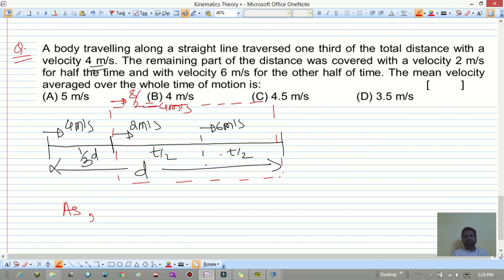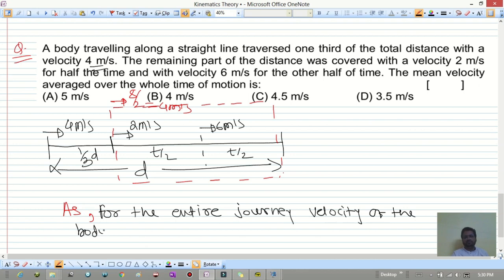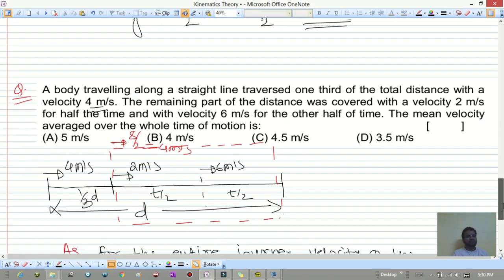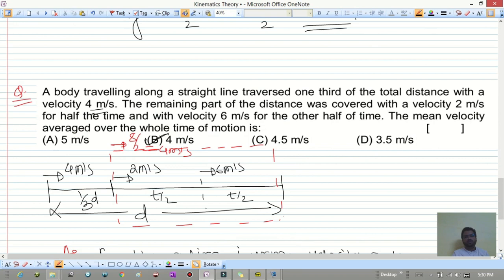As for the entire journey, the velocity of the body is constant, that means uniform. Therefore, the average velocity we have is that constant velocity, and that is equal to 4 meter per second. So the answer for this question is 4 meter per second. So I hope this is clear to you all.